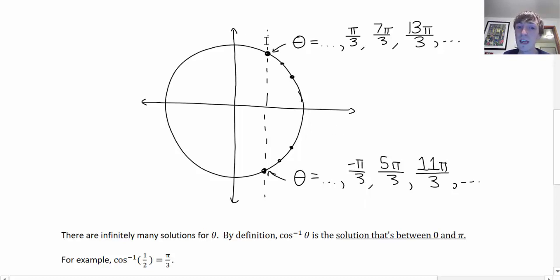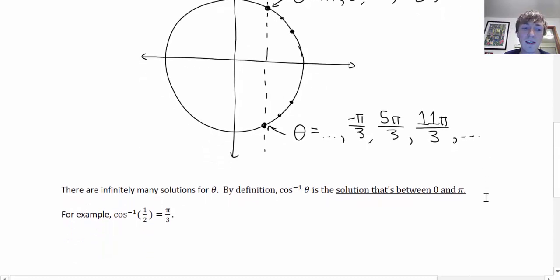Visually, that means we're sticking to the top half of the circle. So I must be using the top point. Instead of picking all the possible angles, I pick the angle that's between 0 and pi. So that's pi over 3, right? That's how we would normally label that point, unless I was being weird and subtracting 2 pi and adding 2 pi. So there's kind of a sense to be made out of this. That means that inverse cosine of 1/2 is equal to pi over 3.